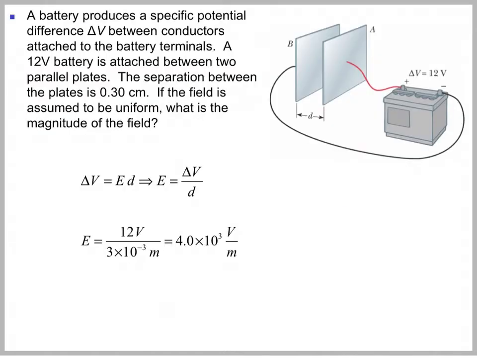Well, in this case, the electric field is uniform, so we can say the potential difference is equal to the electric field times the distance between them, or electric field is V over D. Well, delta V, the potential difference, we said was a 12-volt battery, and the distance between them was 0.3 centimeters, and so we get 4 times 10 to the third volts per meter.